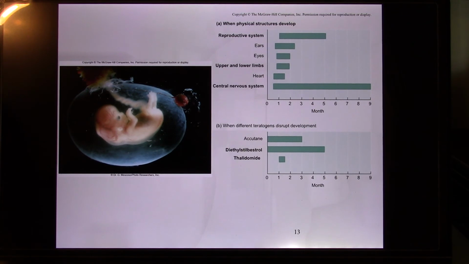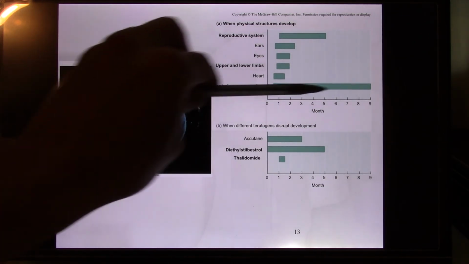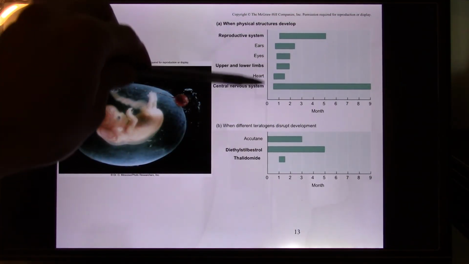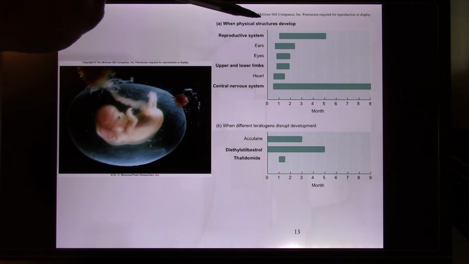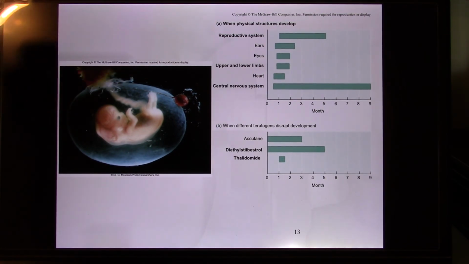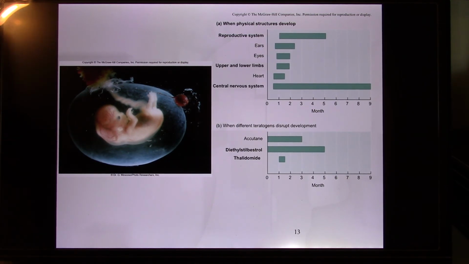And let's look at the development time. This is the time scale from 0 to 9 months, and each organ's development. The reproductive system takes about 5 months. So in your second trimester, the pregnant woman goes to do the check, and they can tell you, okay, it's a boy or girl, because they can tell.